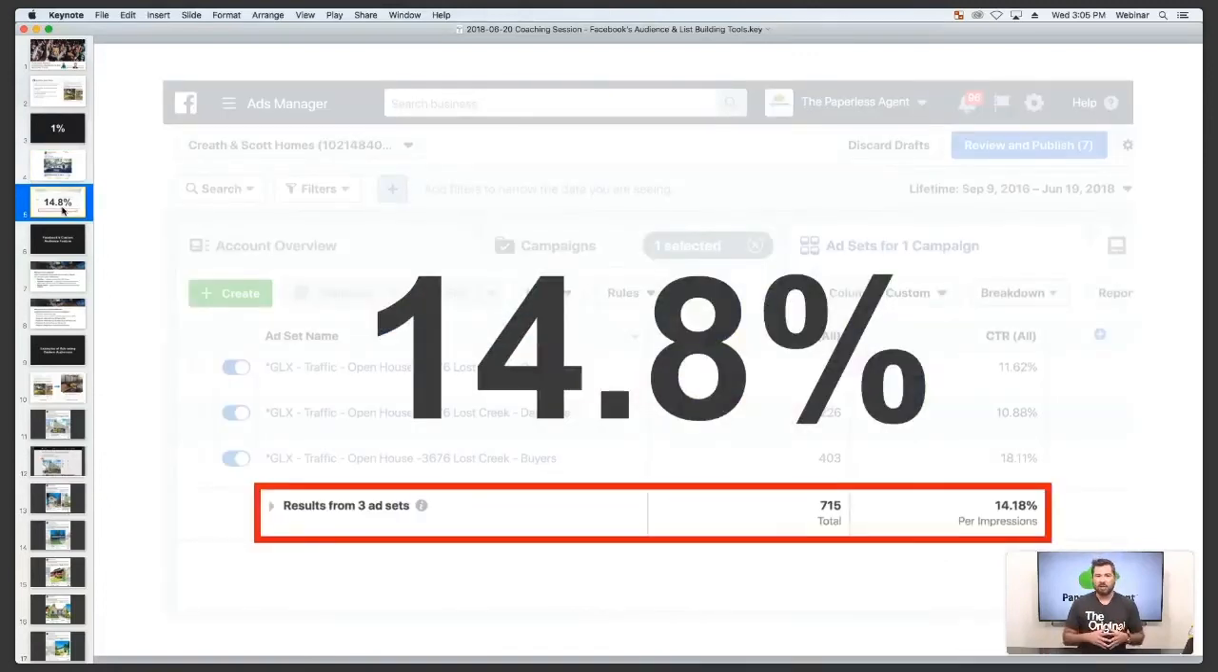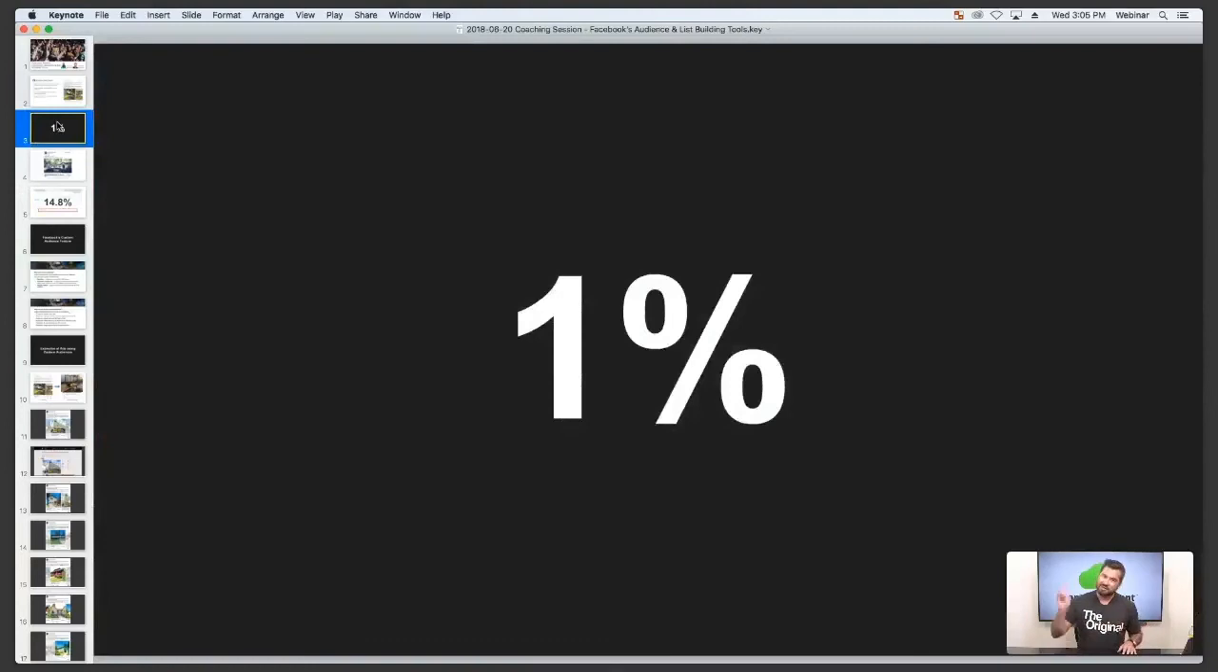So, this simple ad, because we were targeting the right people, had a 14.8% click-through rate compared to what the average is. What is it? 1%. So 14.8 times more effective just by making sure that we're putting the information in front of the right people. You might have heard me talk about the fundamental marketing rule: right person, right message, right time. Getting the right person is what audiences is all about.